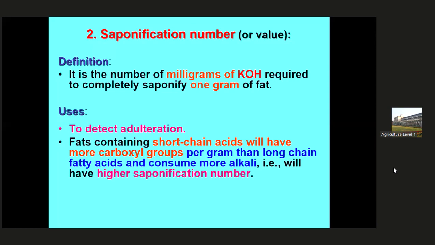So a 5 carbon short chain fatty acid, with more carboxyl groups, will consume more and more potassium hydroxide. Then a 10 carbon chain will have just half the carboxyl groups, and if it is 20 carbon, it will have half of the 10 carbon and 1/4 of the 5 carbon. So if the carbon chain is increased, then the total number of carboxyl groups will decrease, and for this reason you will need a very minimum amount of potassium hydroxide, so the saponification number will decrease.